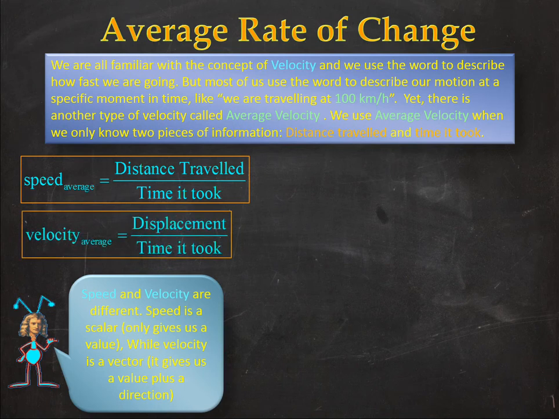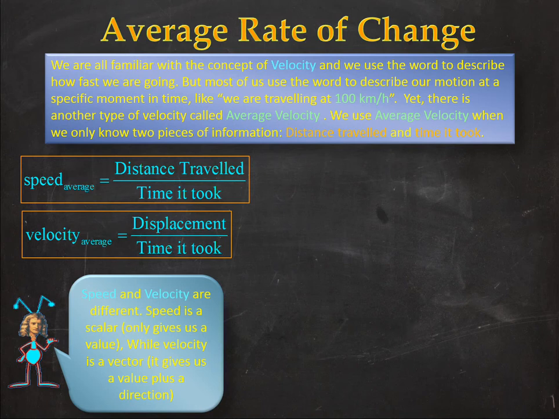Speed is what we call a scalar. It only gives us a value. For example, we are traveling at an average speed of 100 kilometers an hour, and it just tells us that we're traveling at an average speed of 100 kilometers an hour, while the velocity will also give us a direction. We are traveling at 100 kilometers an hour due south. And so there's a difference where speed is a scalar while we say velocity is a vector because it also requires a direction.